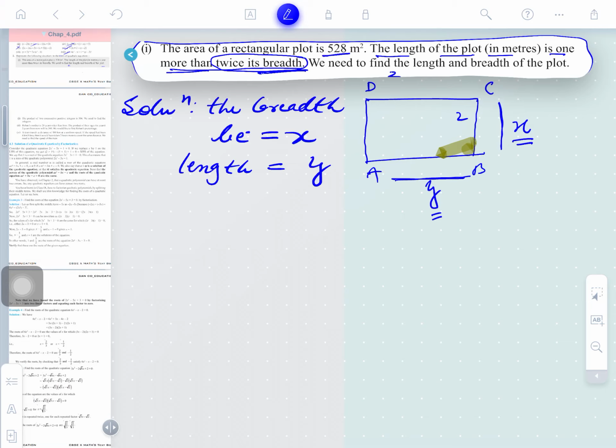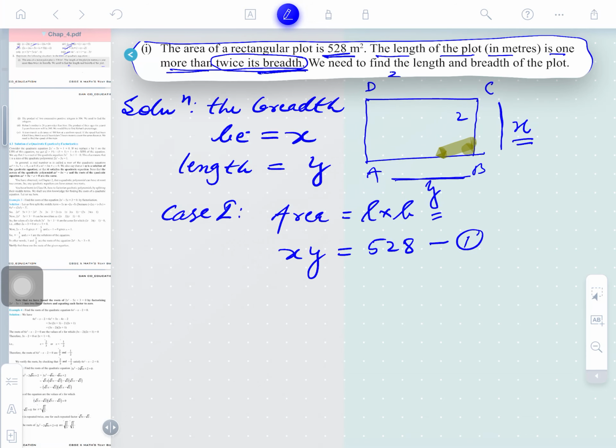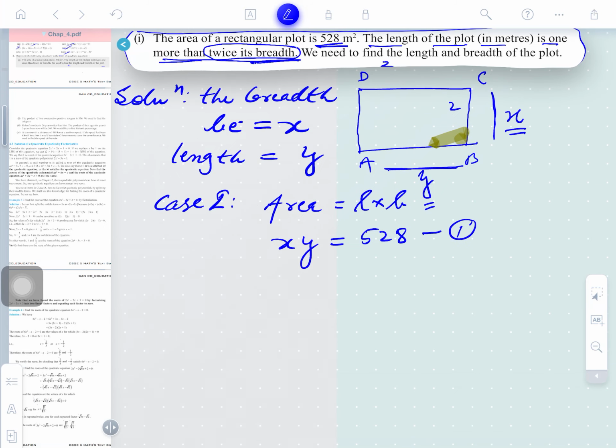So, the first case is saying the area is 528. The area of a rectangular plot is length into breadth. So the length is y and the breadth is x, and this is the area, 528 meter square. This is one relationship coming here about the rectangular plot.